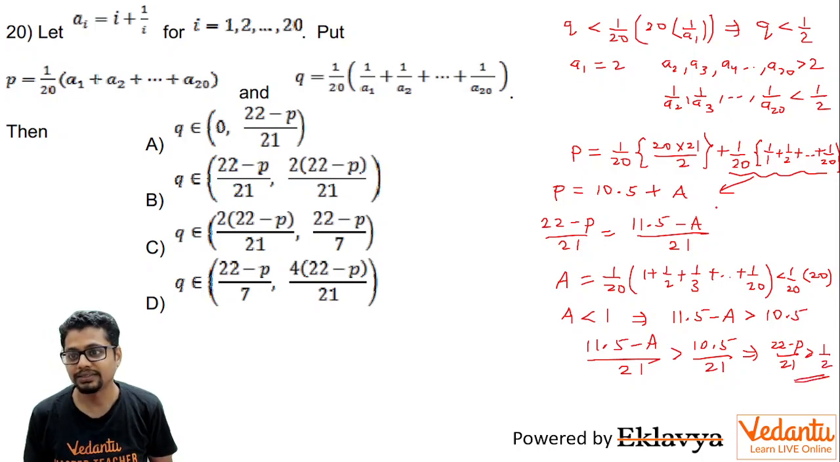And Q is less than half. And Q is obviously greater than 0, there is no doubt about it, since 1 by a1, 1 by a2 are all essentially positive. So Q lies between 0 and 22 minus P by 21. So A is the answer. Q is in the interval 0 open to 22 minus P by 21, because Q is less than half and 22 minus P by 21 is greater than half. A is the answer. Thanks for listening.